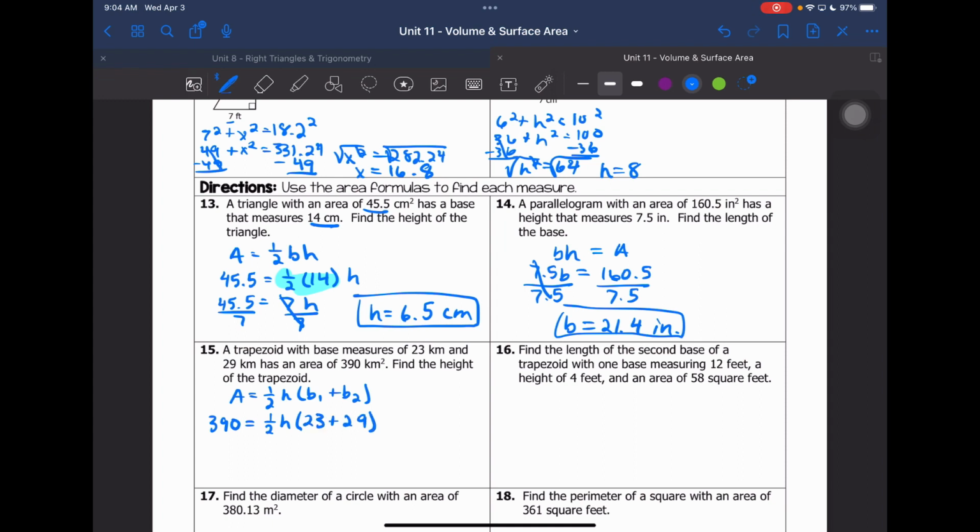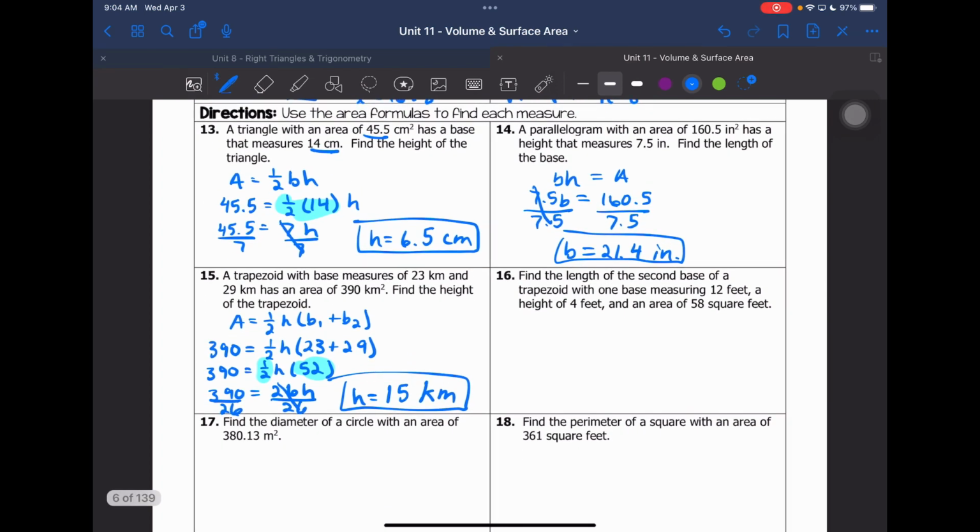So what we're going to need to do is simplify this as much as we can. For example, we can do the addition in the parentheses, 23 plus 29, that comes out to be 52. And then we can also multiply these things together. 1/2 times 52 would be 26. So we would have 390 is equal to 26h, and then we just have to divide by 26 to find out what h is. 390 divided by 26 is 15. So our units are kilometers, so let's write that in as well.